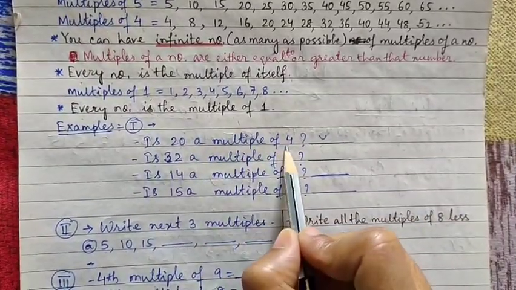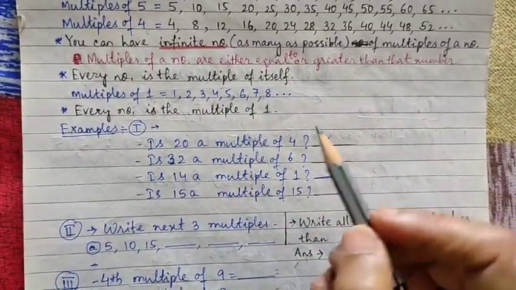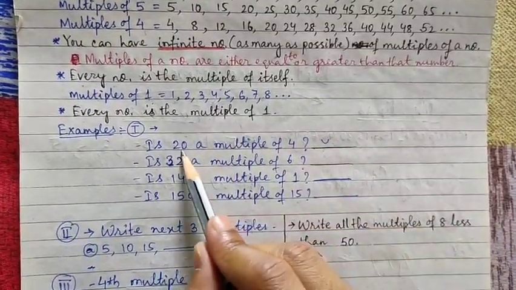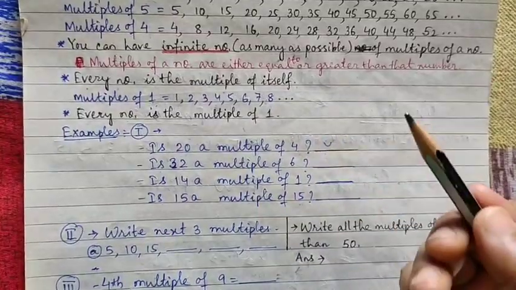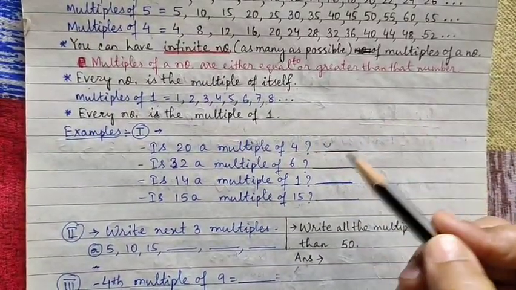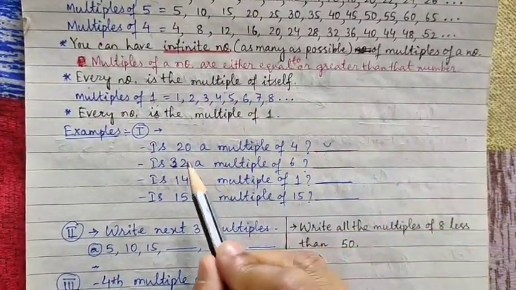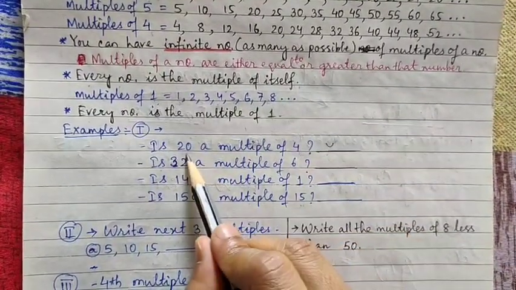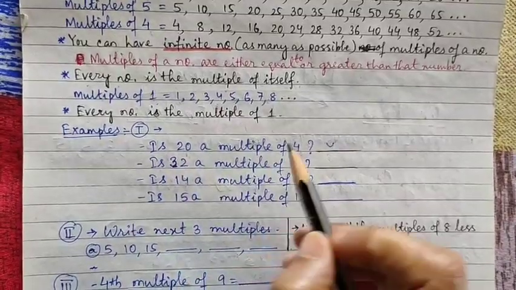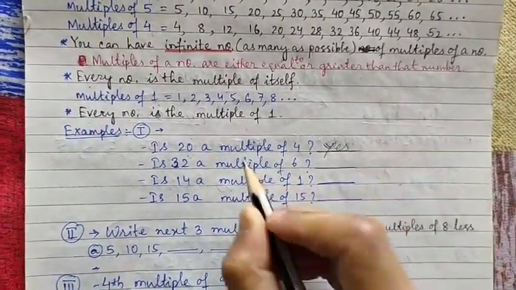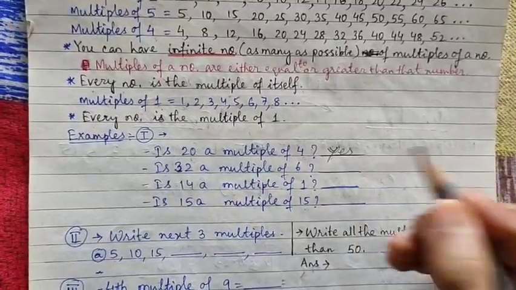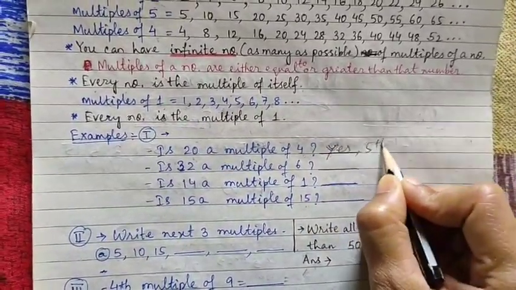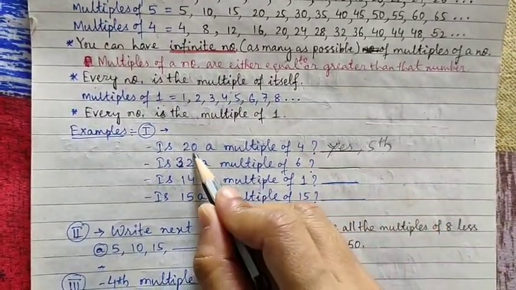क्या 20 का एक मल्टीपल है? So to find that, you have to see whether in the table of 4 you can find 20. Yes, you recite the table of 4. 4 1s are 4, 4 2s are 8, 4 3s are 12, 4 4s are 16, 4 5s are 20. Yes, in the table of 4, you can find 20. So, is 20 a multiple? You will write, yes, 20 is a multiple of 4. Which multiple? कौन सा नंबर पे आता है? 4 5s are 20, so it is the fifth multiple of 4.